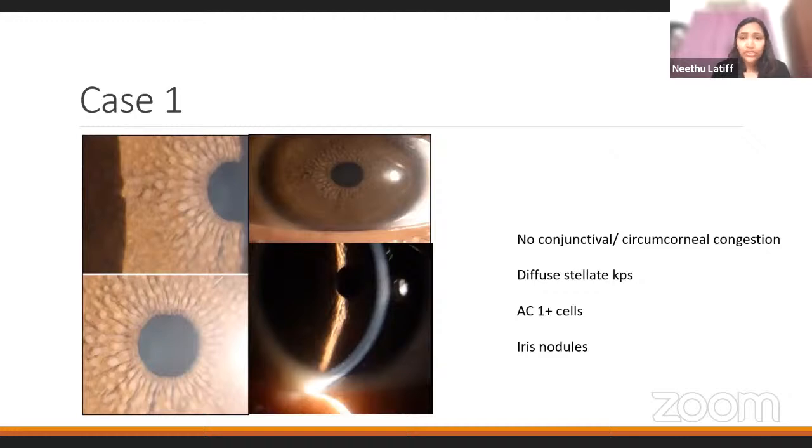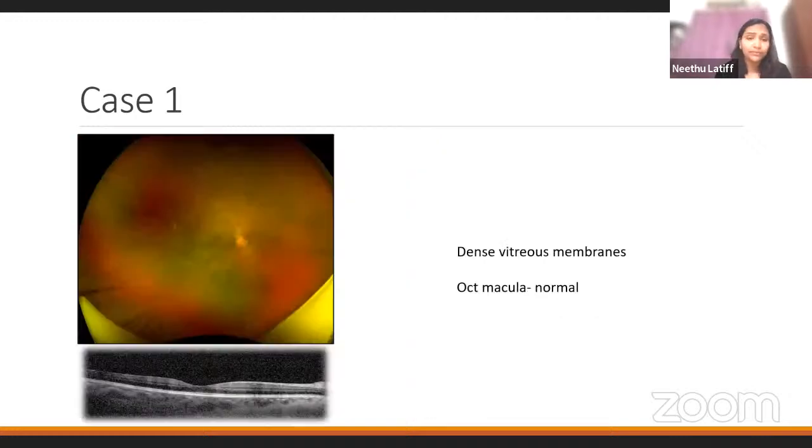Slit lamp photo of the patient. It was a white eye with no conjunctival congestion or circumcorneal congestion. There were diffuse stellate fine KPs distributed all over the cornea. AC reaction of 1+. And as you can see in this picture, there were numerous nodules on the iris surface. We dilated this patient and the pupil was well dilated, there was no posterior synechia. On fundus examination, the media was hazy because of a dense vitreous membrane, but the disc and macula were normal. OCT macula was also normal.